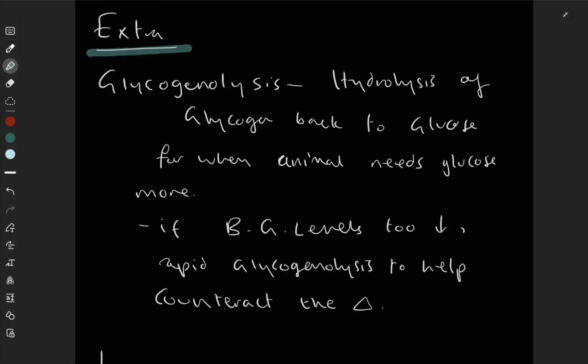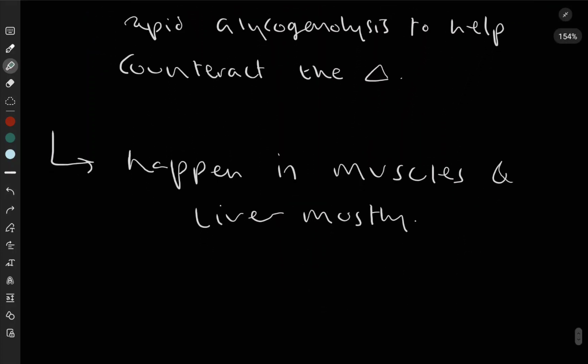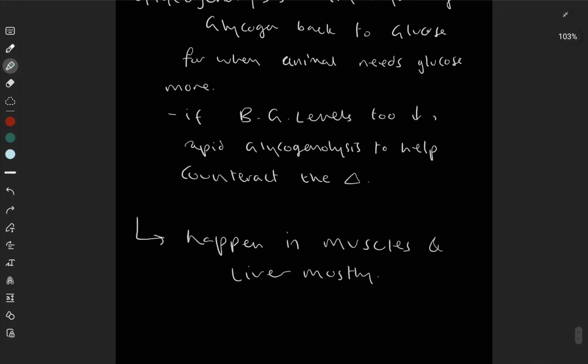Just some extra knowledge which I think you will need is about glycogenolysis, which is the hydrolysis of glycogen back to glucose for when animals or mammals need glucose more, because our blood glucose levels, as some of you might know from studying diabetes, for example, can fluctuate or change. So our body needs glycogenolysis if our blood glucose levels go too low. So the hydrolysis of these glycogen molecules can help to counteract this change, so it can counteract too low blood glucose levels. Some more extra knowledge is that glycogenolysis happens in muscles and livers mostly.